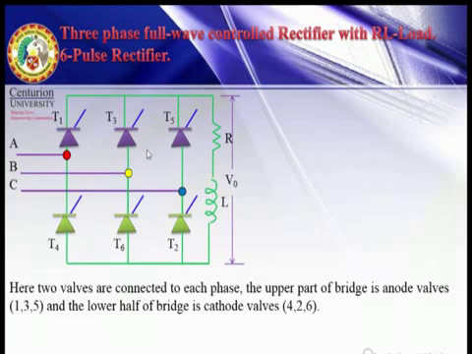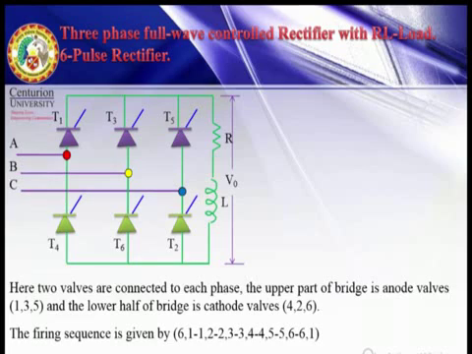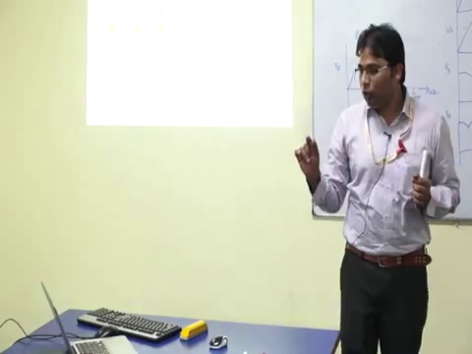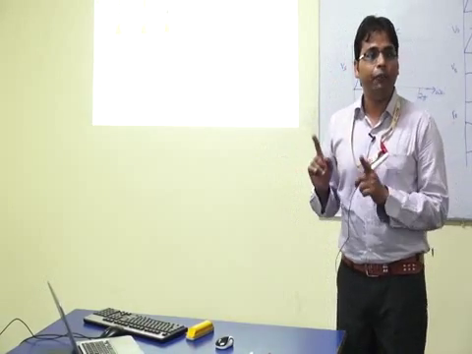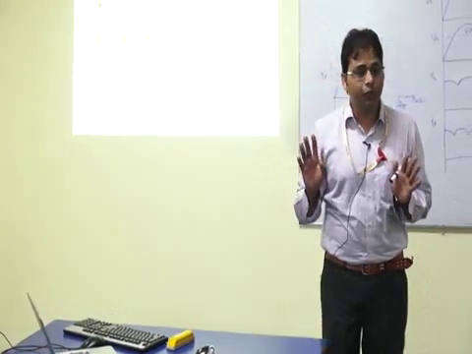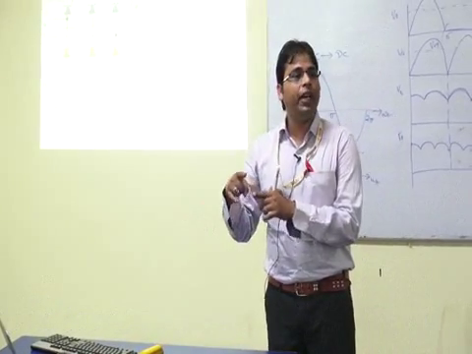Now the upper bridge is known as the anode valves, that is T1, T3, T5, and T4, T6, T2 are known as the cathode valves. Now the firing sequence is given by 6, 1, 1, 2, 2, 3. To understand this point, let us draw the 3 phase waveform. Then only we can understand how the firing sequence came.